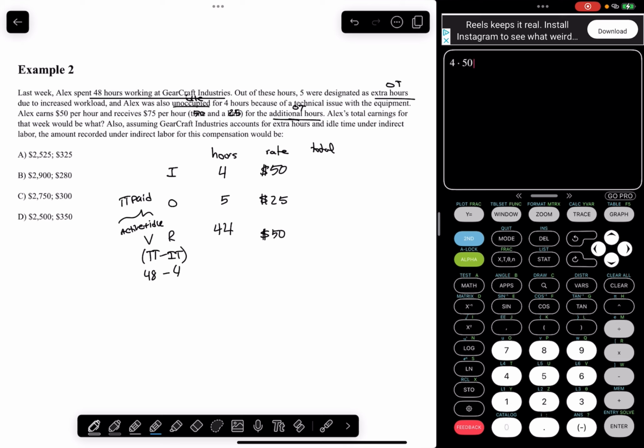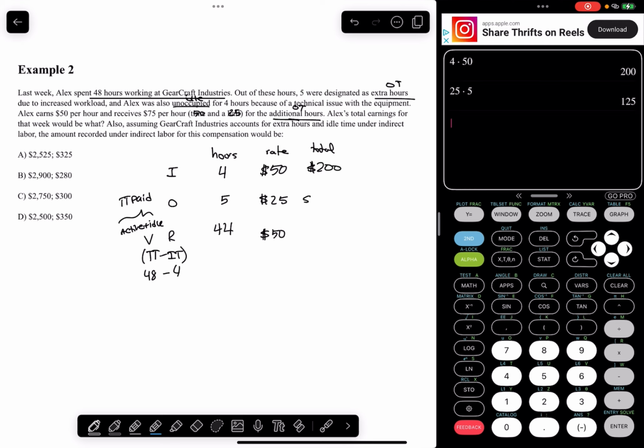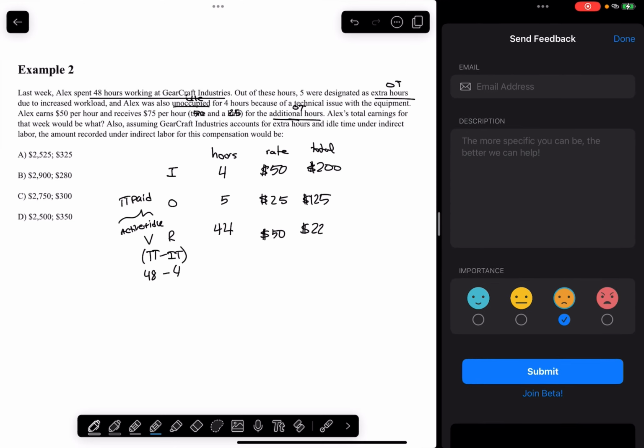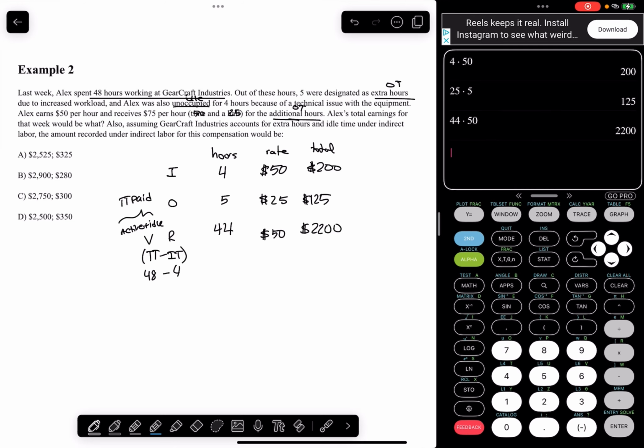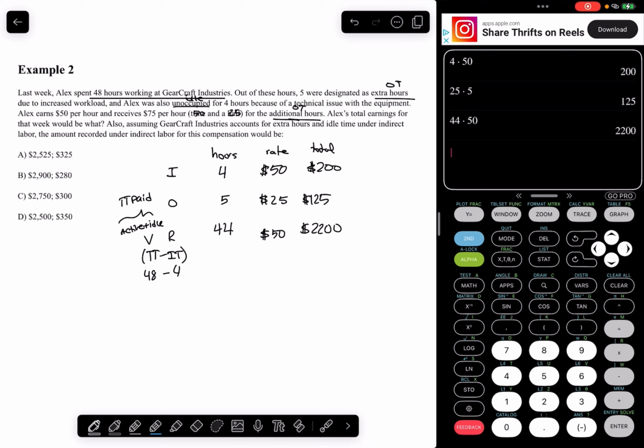So 4 times 50, that's 200. 25 times 5, that's 125. And then 44 times 50, that is 2,200. Now they're asking, what does Alex check for that week? So that's just adding up all of these totals. That is 2,525. And they're asking how much of that was indirect labor.